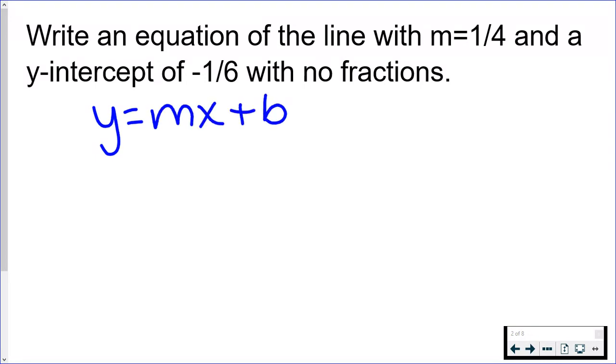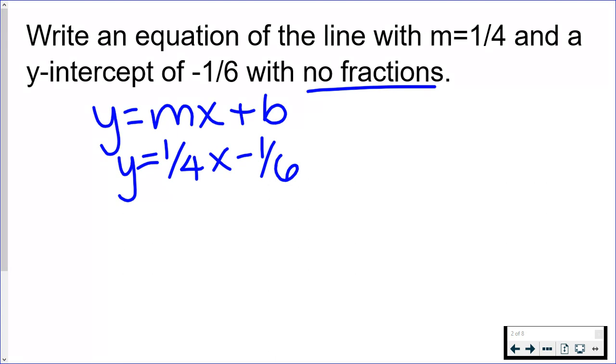Our m, which is slope, is 1/4. Y-intercept is -1/6. So that would be fine if it weren't for this part of the question where it says no fractions. Now, what I'm going to do is flush out these fractions really in one step.